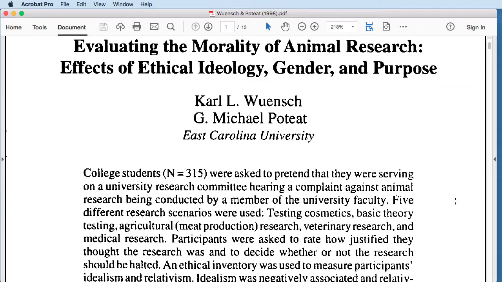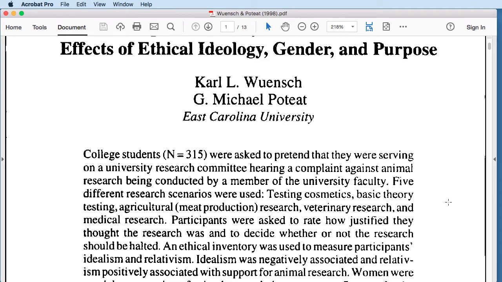So in these contrived scenarios, they ask students, for example, whether the research should be stopped or continued when using cats for testing cosmetics, basic theory testing about brain functioning, for agricultural purposes, meat production, veterinary research, and medical research.